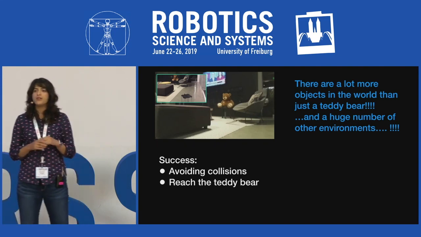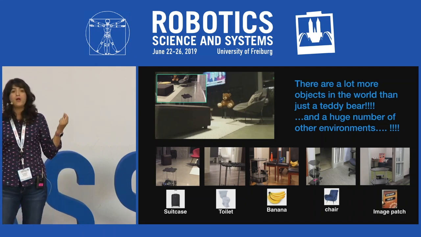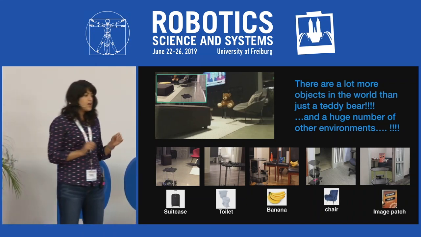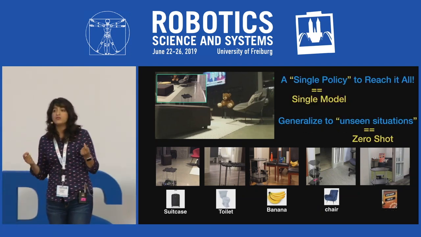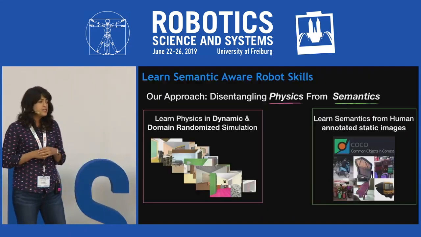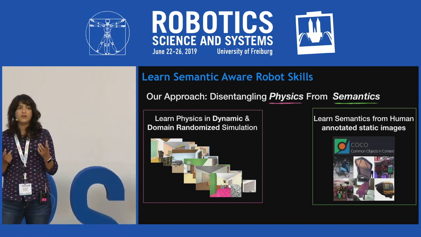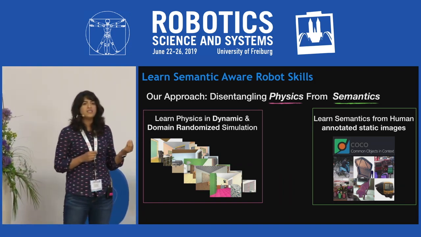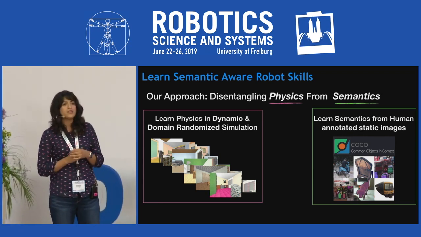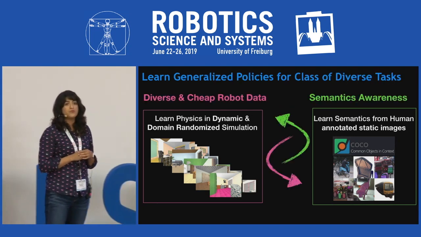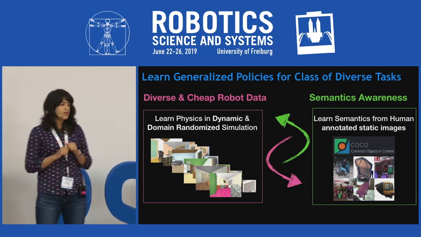So instead of learning a repertoire of motion for doing different tasks, we ask the question, can we learn a single policy for doing a diverse set of semantic tasks? By that we mean how to learn a single model that can have zero-shot generalization to unseen situations. Essentially, we aim to propose a method to become domain invariant by disentangling semantics from physics. To learn physics, we use a domain randomized simulation environment, and to learn semantics, we use static real images annotated by humans. We use their interplay to learn the policy.